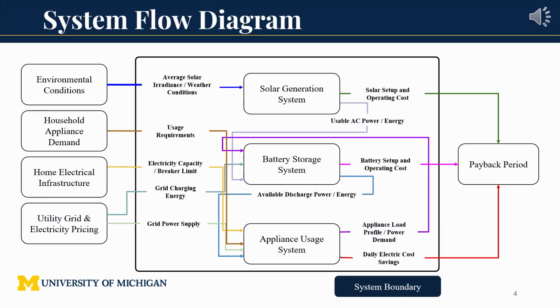The solar optimization uses average weather conditions to output usable AC power to the battery and system costs to the payback period. The battery optimization uses the AC power from the solar subsystem, grid charging, and the appliance load demand profiles to output available discharge energy to the appliances and system costs to the payback period. Finally, the appliance optimization uses the available battery energy, the grid power supply, user interface requirements, and home electrical infrastructure to output a daily appliance load profile to the battery and an electrical cost savings to the payback period.